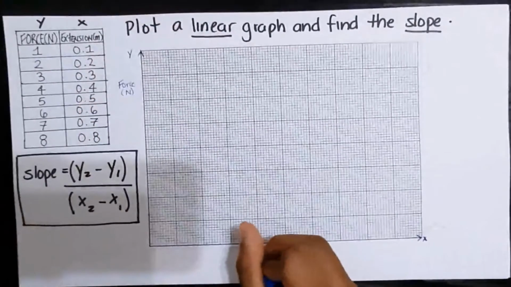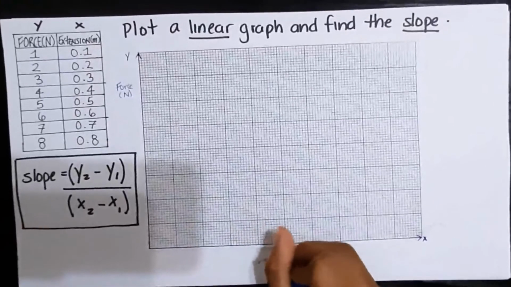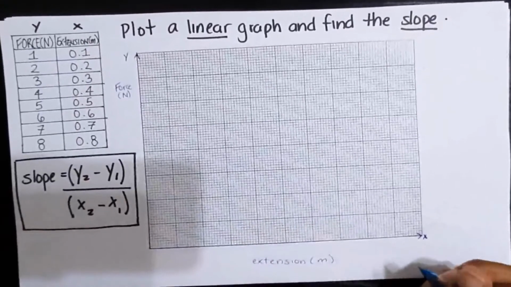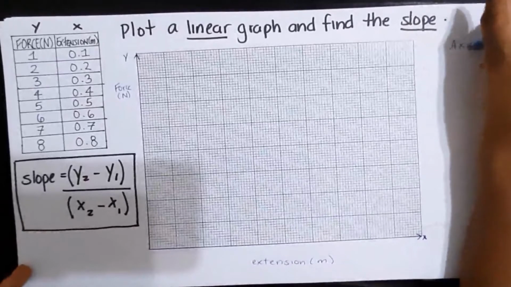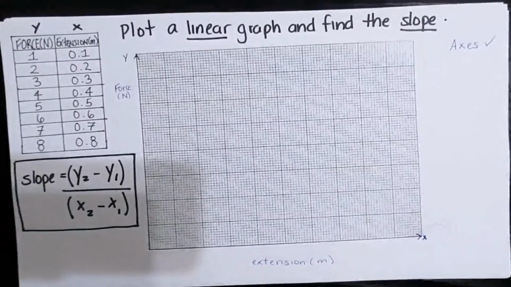After we've drawn both axes, we're going to label the quantity that is going to be plotted on each axis with its SI unit of measurement in brackets underneath the name. Remember, always write the names in a straight horizontal line.